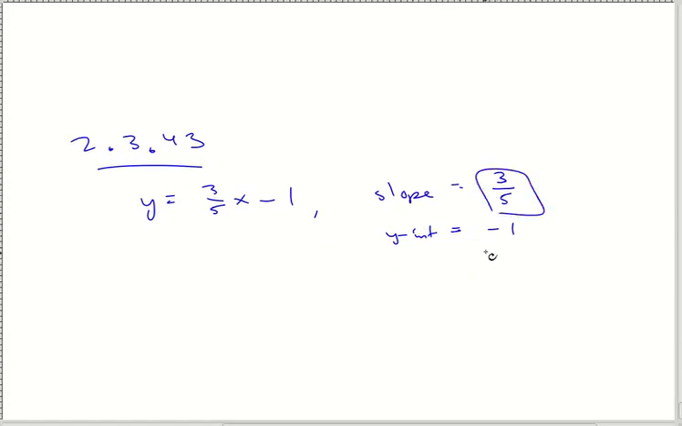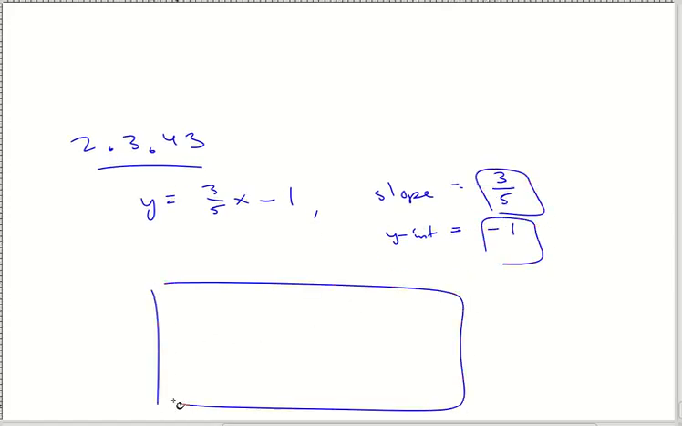2.3.43. Y is equal to 3/5 x minus 1. And again, they say, what's the slope? And you're going to say 3/5. They're going to say, hey, what's the y-intercept? And you're going to say -1 because it's negative. And then you're going to say, okay, now graph it. And you're going to say, okay. So I start here at -1.